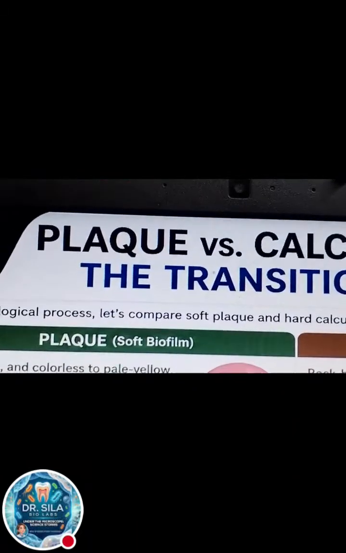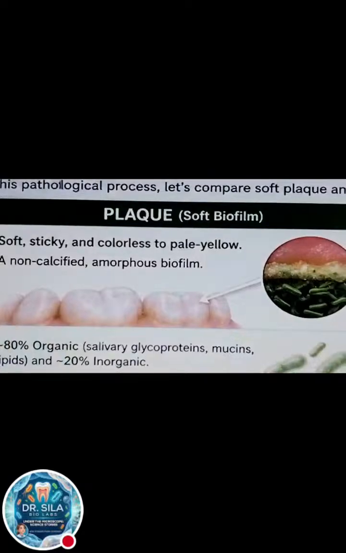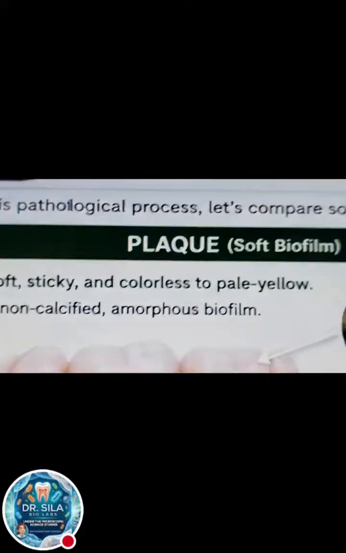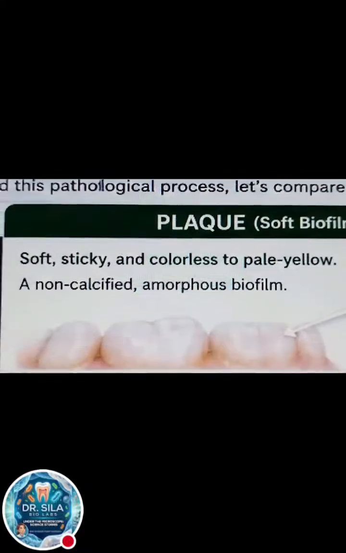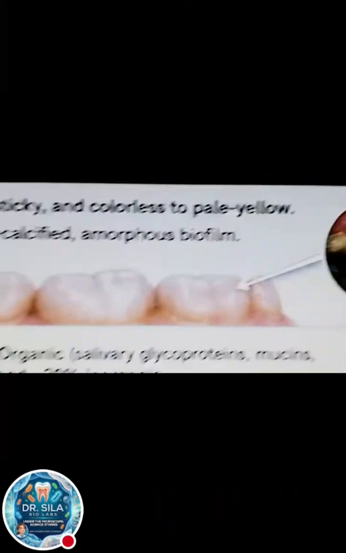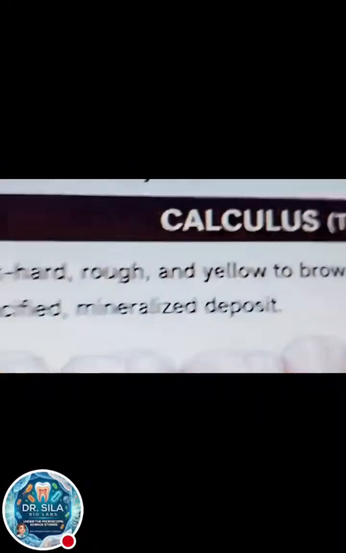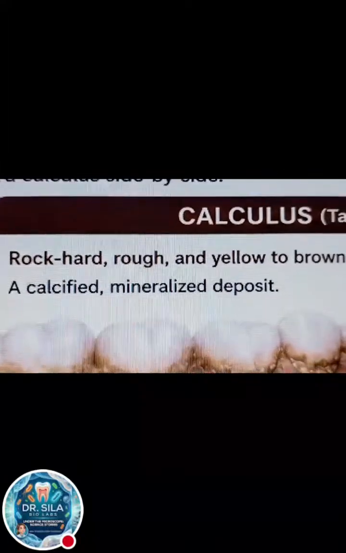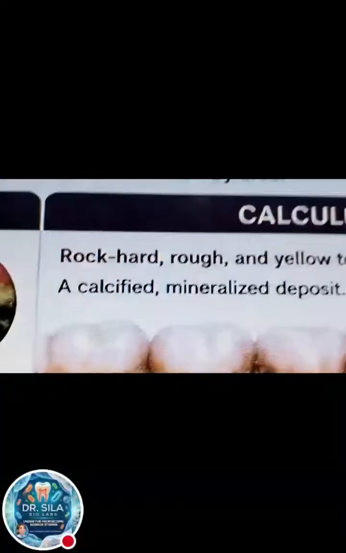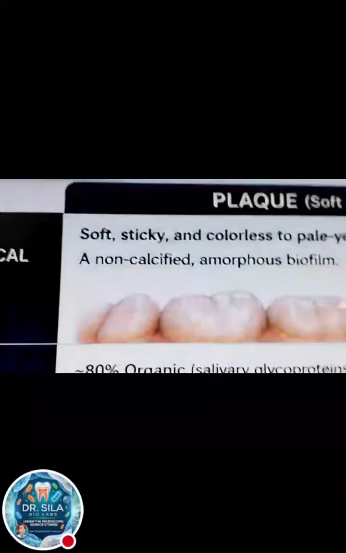I will be showing you some differences between plaque and calculus, and the transition of plaque to calculus formation. Plaque is a soft, sticky, colorless to pale yellow, non-calcified, amorphous biofilm. This is the plaque. And calculus is a hard, rock-like surface, yellow to brown calcified mineral deposits. This is calculus.